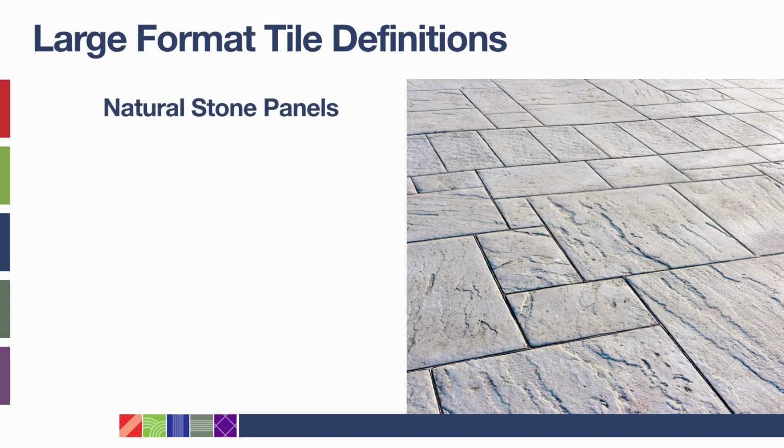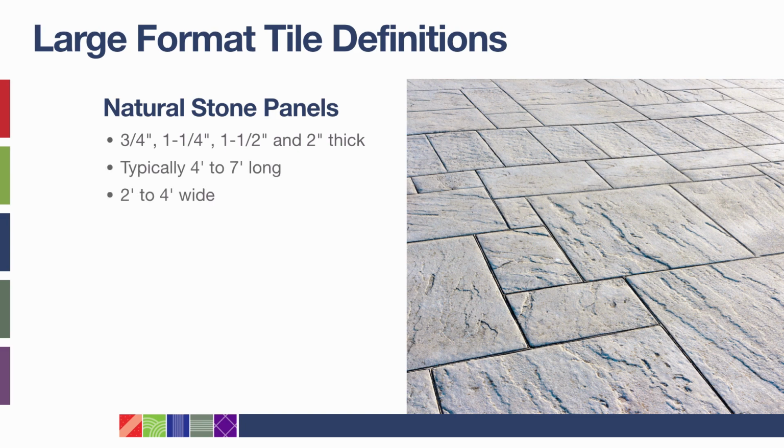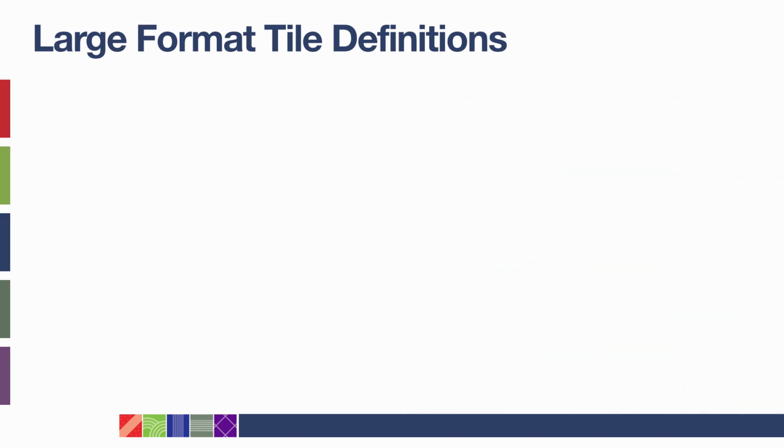Natural stone panels are both thicker and larger than natural stone and ceramic tile. Their thickness ranges from 3/4 of an inch to 2 inches. Unlike natural stone and ceramic tile, they are typically rectangular and range from 4 feet to 7 feet long and 2 feet to 4 feet wide. Natural stone panels must be mechanically attached when used in vertical applications.